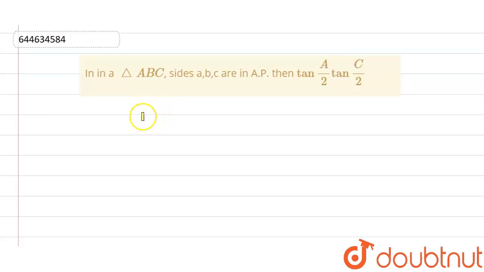Welcome to Doubtnut. The question given to us was: in a triangle ABC, sides a, b, c are in AP, then the value of tan A by 2 multiplied by tan C by 2 is equal to?